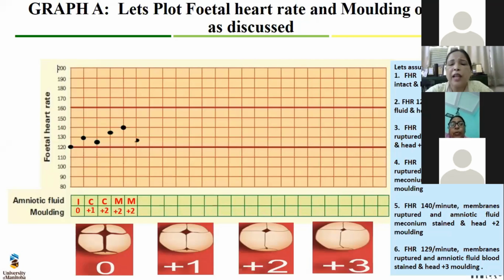Okay, what does M mean here? Meconium. M is meconium. +2 means second degree molding. So how do you define second degree molding? What do you understand by +2 molding? The bones will overlap, and they will move away from the pressure. Okay, the sutures overlap but they can be separated. You can separate them. Okay.